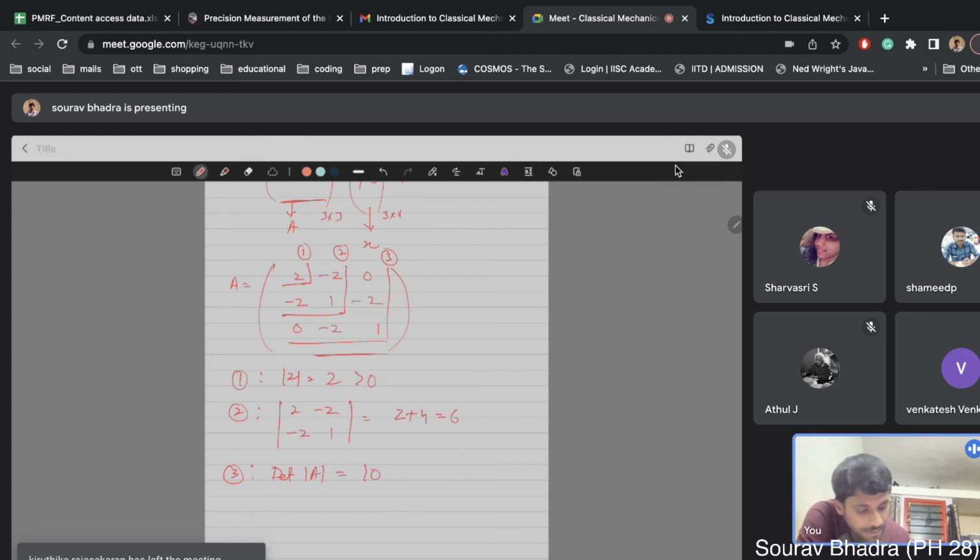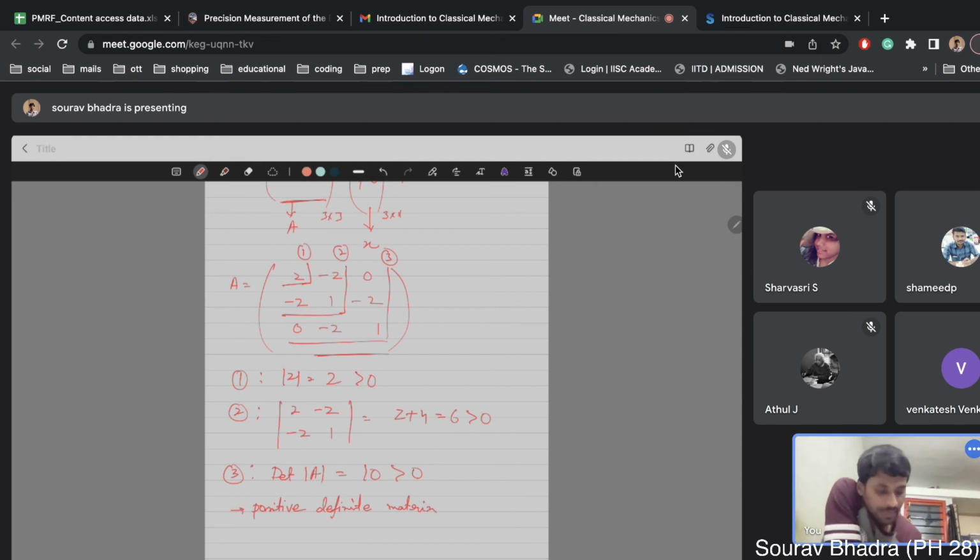So this is greater than 0, this is greater than 0, and this is greater than 0. If all the subdeterminants are greater than 0, then that is called a positive definite matrix, because all the values of the subdeterminants are positive. Similarly, if you find any of the values negative, less than 0, then that will not be a positive definite matrix. So just do this small thing, and you will know which one is positive definite and which one is not.